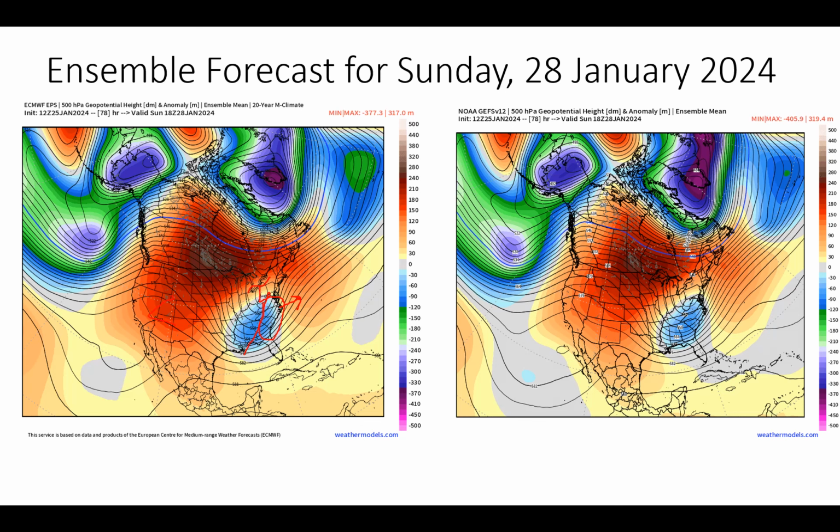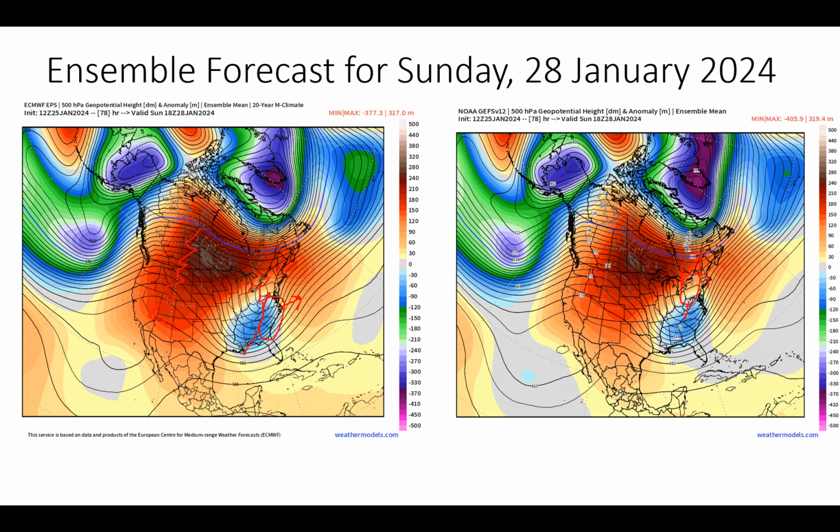We do see some ridging now, some higher heights building across the Intermountain West up to west central Canada by this point on a Sunday afternoon. Looking over here on the right, you see a similar setup. It's not quite closed off per the GEFS v12, okay? So it's not a closed height contour here over western PA with the GEFS.